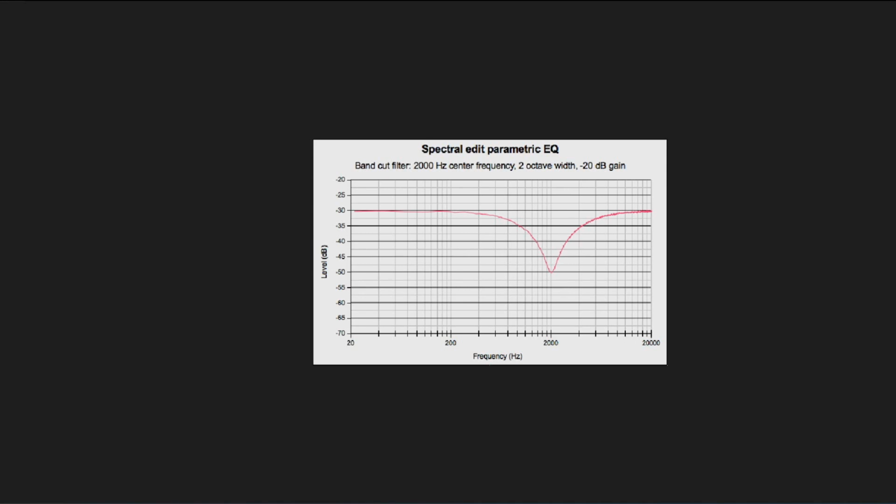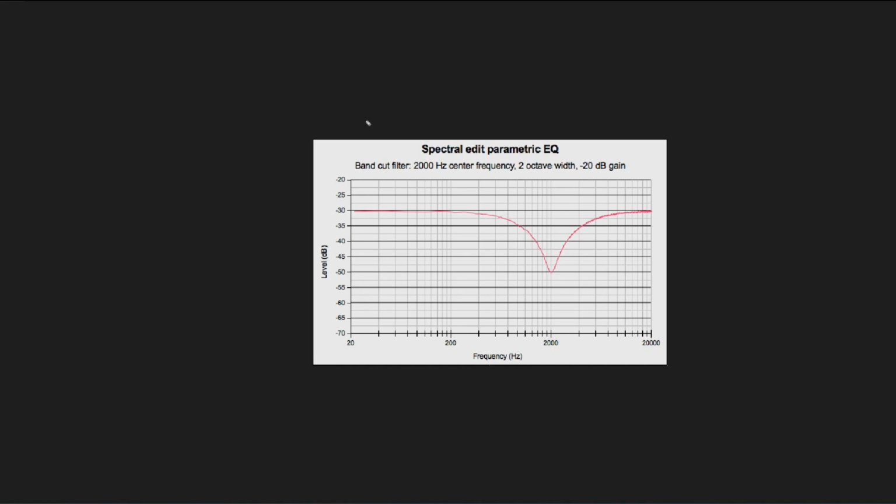But before we get into that, I want to talk about what a parametric equalizer is. It's a term that we hear sometimes, but I want to explain the concept because it's going to help us understand the circuit that we're going to be looking at in a little bit.